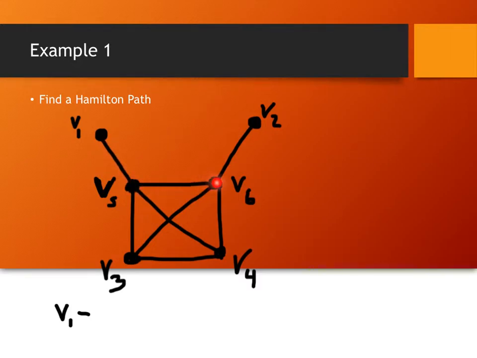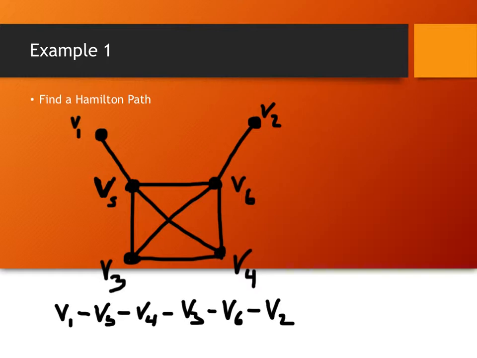Also, if you went to V6 from V5, if you go down to V3, now you can't get to V2 without going through V6. So there are multiple ways of getting the Hamilton path. However, not every single combination works. In this case, if I go from V1 to V5, V5 to, let's do V4, V4 to V3, V3 to V6, V6 to V2, that'll hit every vertex, and it'll hit every vertex exactly once.